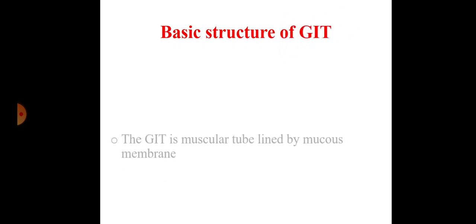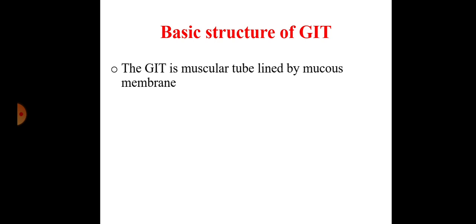We will talk about histology of the gastrointestinal tract. The basic structure of the GIT: the gastrointestinal tract is a tube lined by mucosa membrane and surrounded by connective tissue in form of serosa or adventitia.